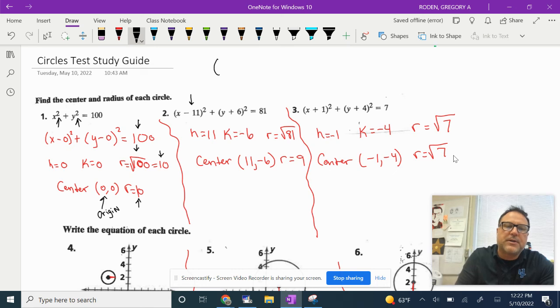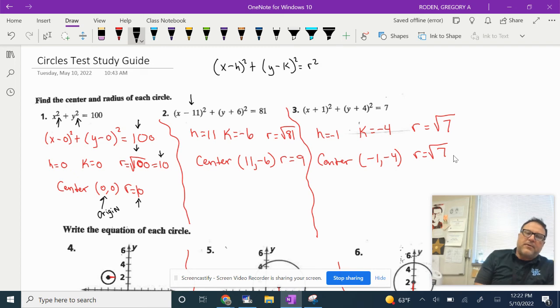Okay? All right. Now, when we're looking at the second one, remember, our circle equation is always in the form x minus h squared plus y minus k squared equals r squared. That's our form. So we now know that h, since it's minus, is 11. And since it's plus, remember, it's always opposite because it's always y minus k, so k is going to be a negative 6. Okay. And so to find r, we just take the square root of 81 and get 9. So our center is going to be at x is 11, y is negative 6, and r is 9.